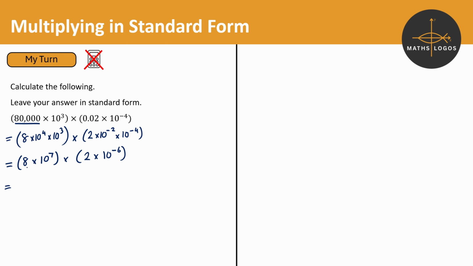Now we can go ahead and multiply our coefficients together. So 8 multiplied by 2 gives me 16. And then do 10 to the power of 7 multiplied by 10 to the -6. Add your indices. So that's what you're doing effectively, which gives you an answer of 1. So it's 10 to the power of 1. Then check if it's in standard form.